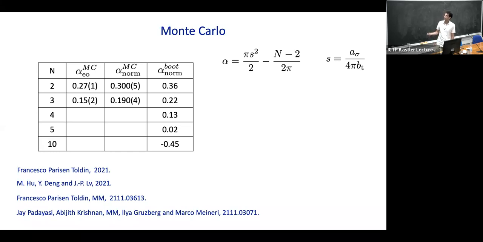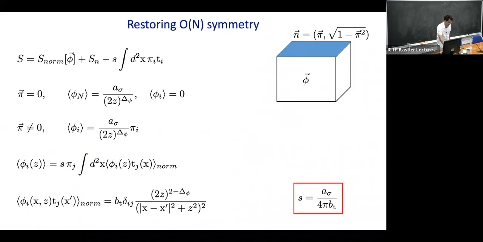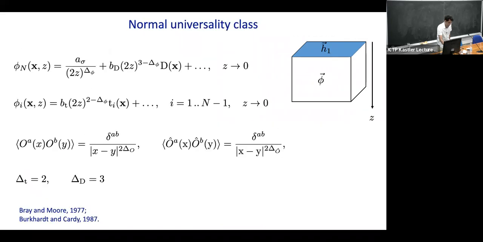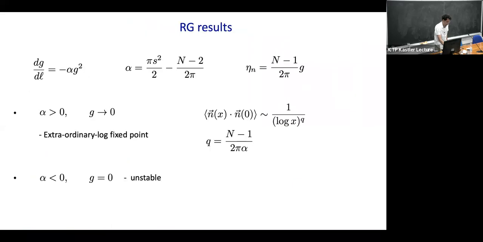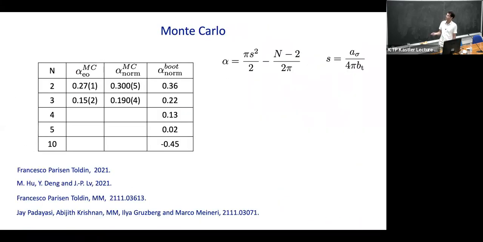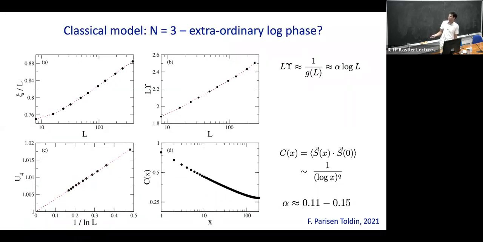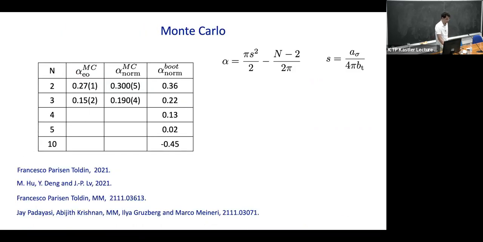There is this extraordinary phase for n equal to 3. Now, as you remember, a prediction of my theory was that this number alpha should be given in terms of these universal quantities a sigma and bt for the normal boundary universality class. That is the universality class in a symmetry breaking field. So I convinced Francesco to also do the simulations with the explicit symmetry breaking field on the boundary and extract these universal coefficients. And after he did that and took the ratio, this is what he obtained. So you see, actually, the agreement is quite good, especially given the fact that it's very hard to fit things to this power of log. So it's quite surprising that the agreement is so good.